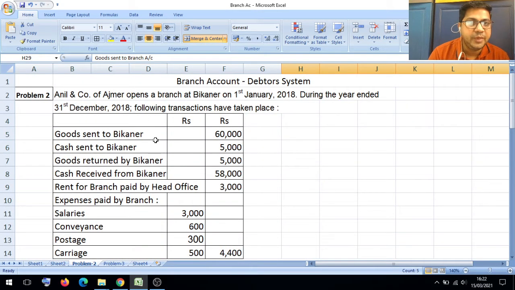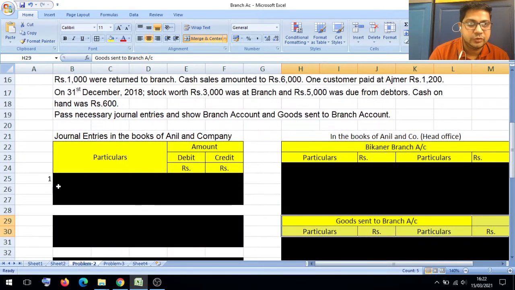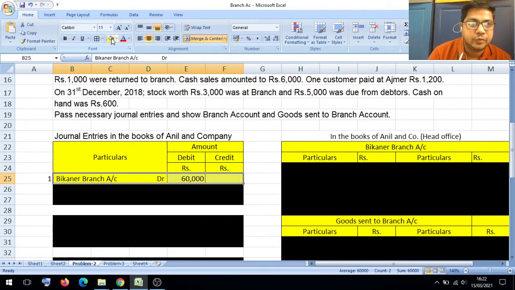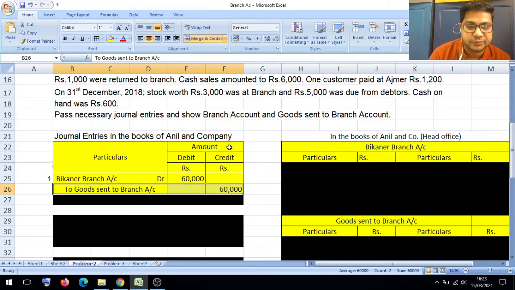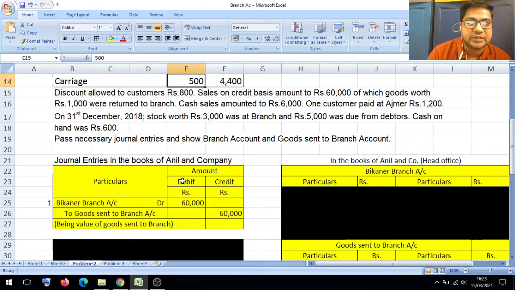Goods sent to Bikaner 60,000. So the entry will be: Bikaner branch account debit to goods sent to branch account, amount 60,000.